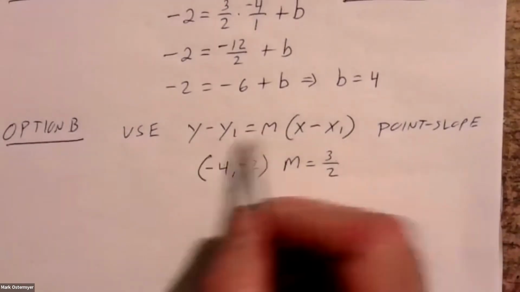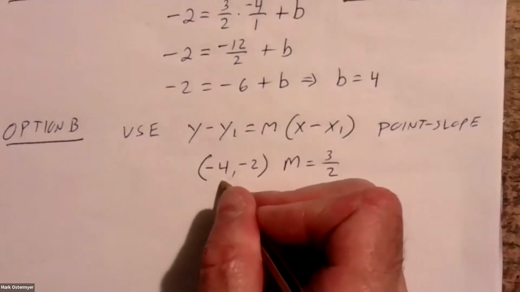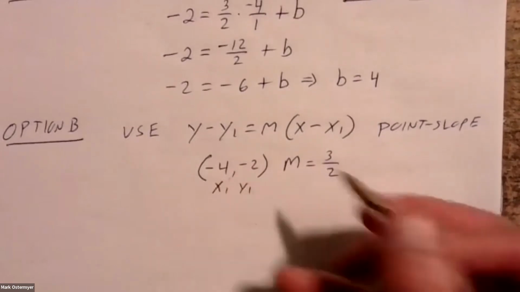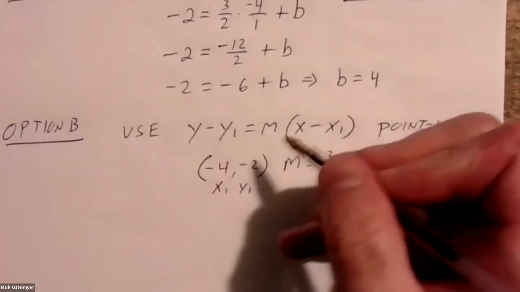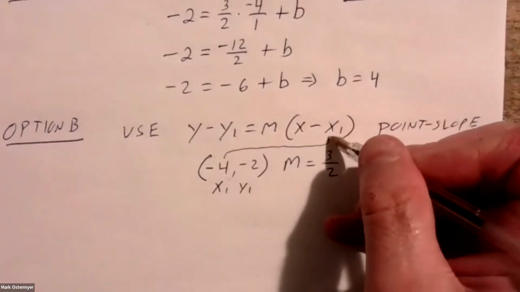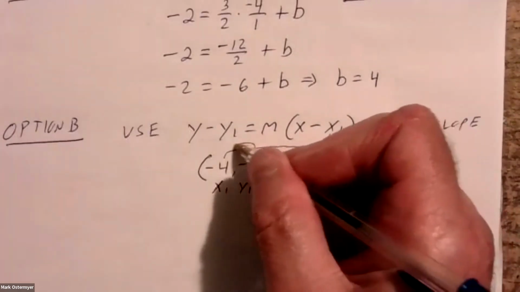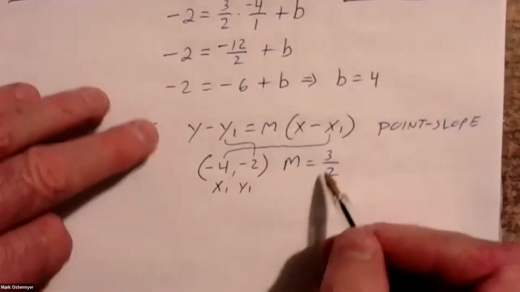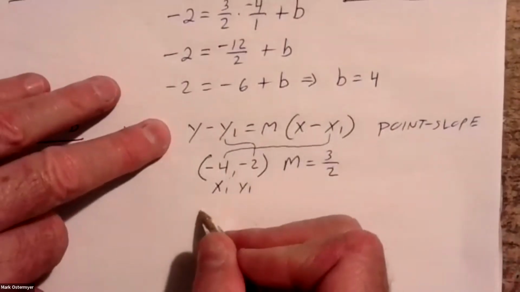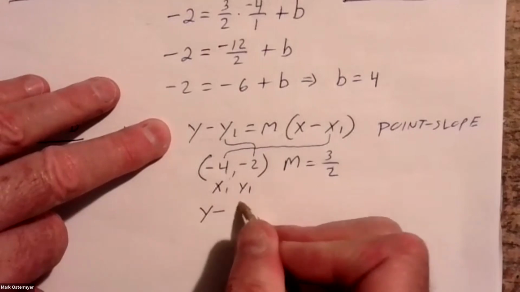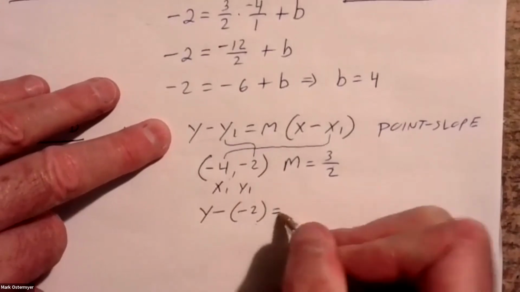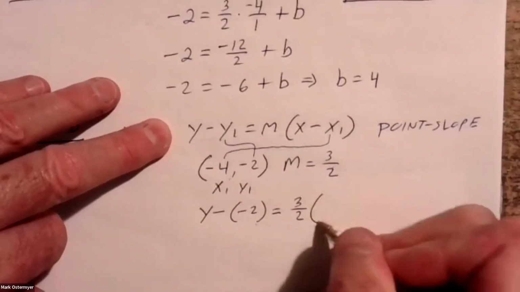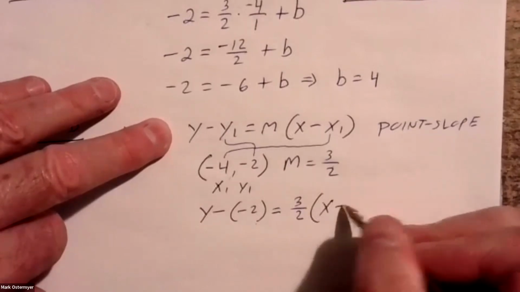As far as this point-slope form equation is concerned, this is going to be the point (x1, y1). So in for x1, I put -4. That goes in here. -2 drops in for y1. And m takes on the value of 3/2. So let's write our equation. We've got y minus y1, y minus -2, equal to my slope m, which is 3/2, times x minus x1. x1 is -4.